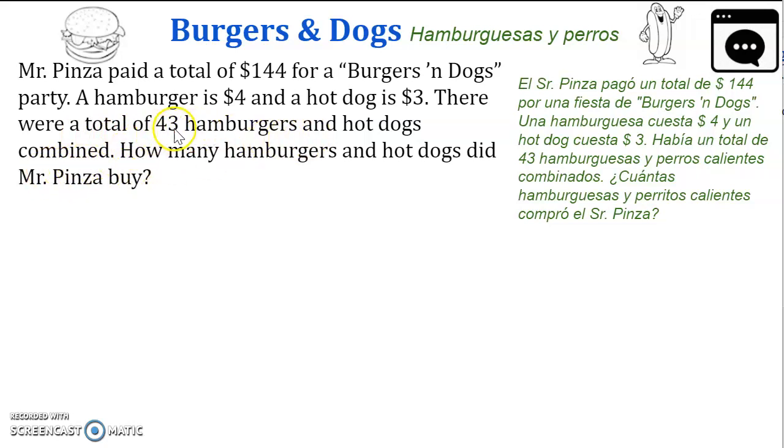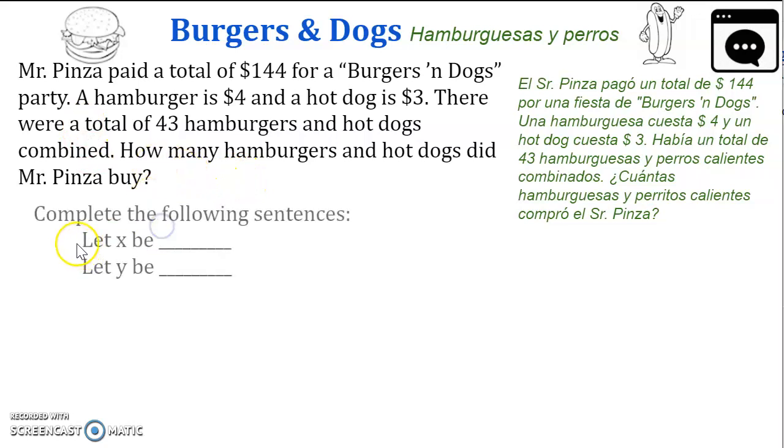So we don't know how many hamburgers, how many hot dogs, but we know that the total was 43 combined of hamburgers and hot dogs. How many hamburgers and hot dogs did Mr. Pinza buy? Okay, how can we figure this out?